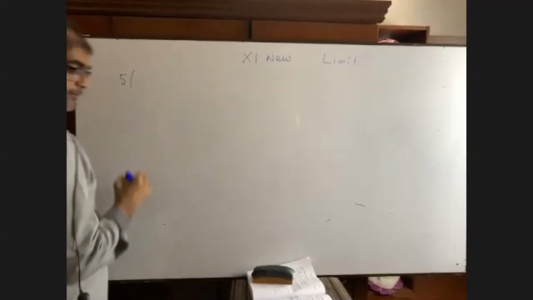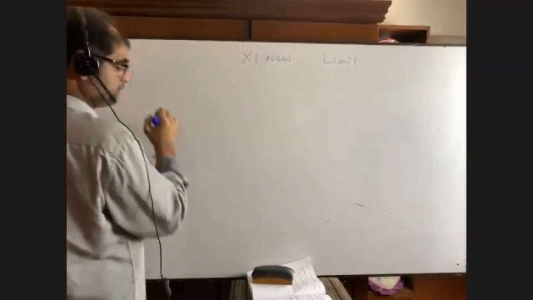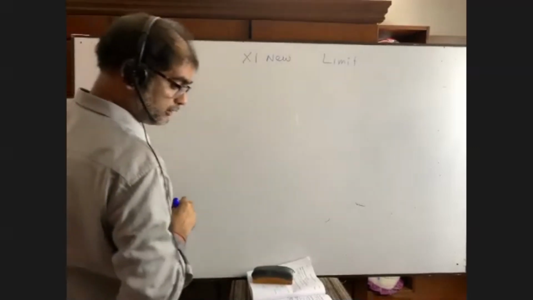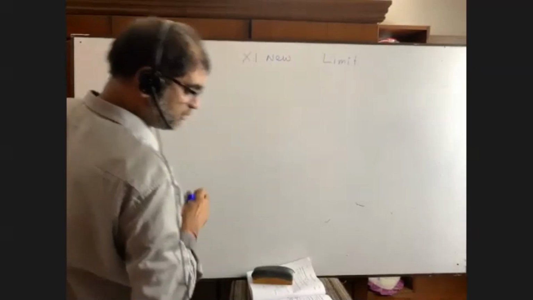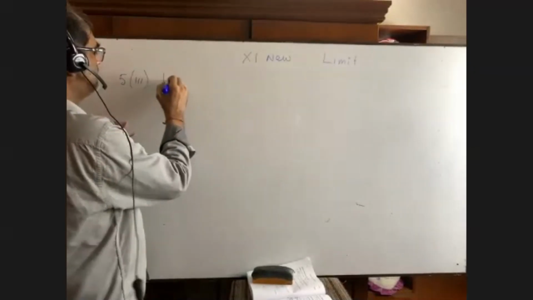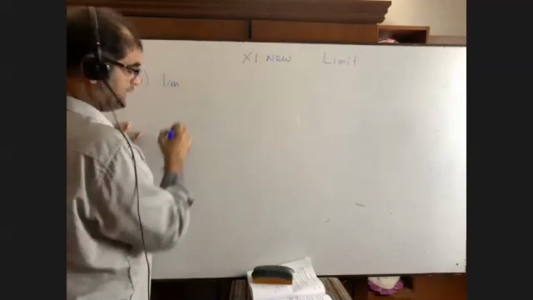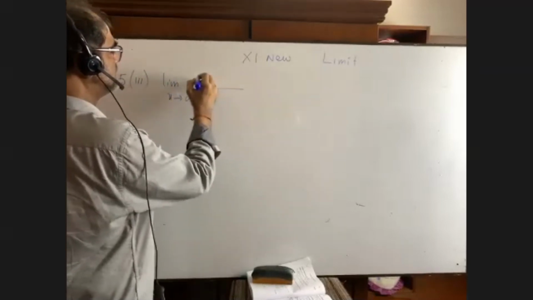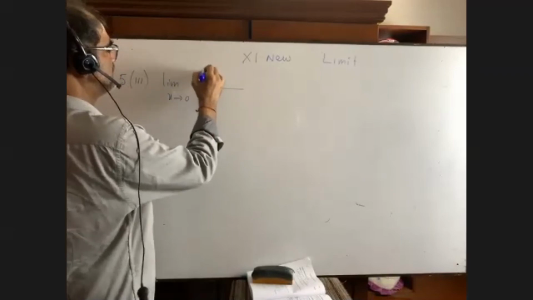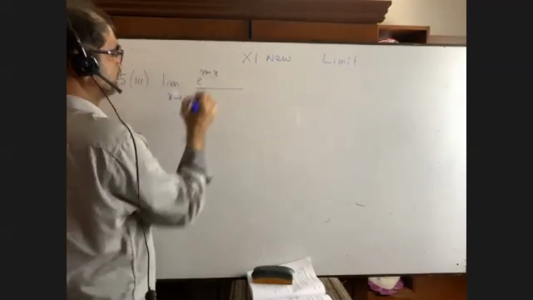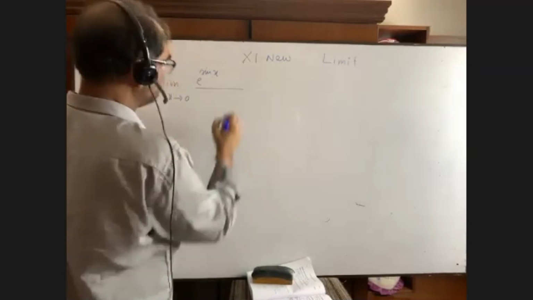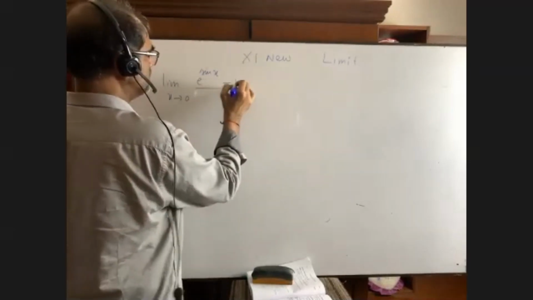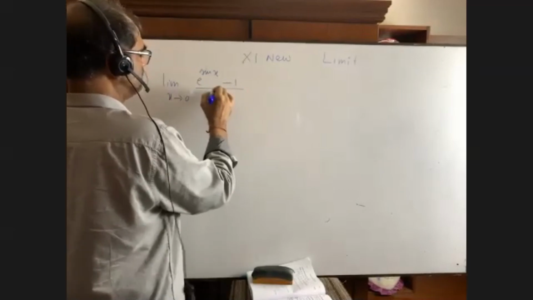Question number 5.3. Write down the limit as x tends to 0 of e to the power sin x minus 1 by sin x.